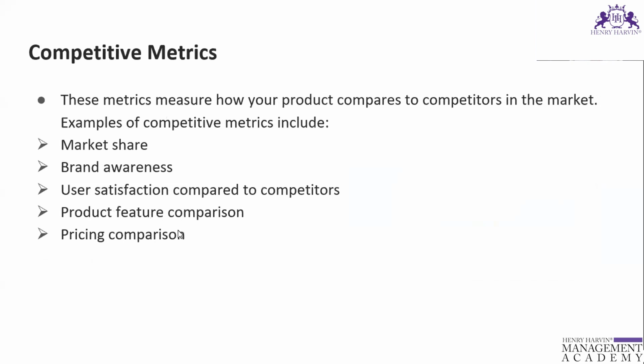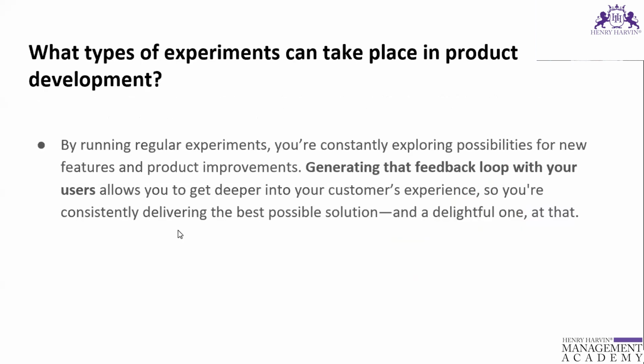Next is competitive metrics. Now I have introduced a new MVP: whether my market share has increased, and the brand awareness. I have included a new kind of advertisement, new kind of website, or new features in the website, and whether it can increase the brand awareness. What is the user satisfaction after introducing a new feature? Product feature comparison: whether my feature has a better rating compared to the competitors. Pricing comparison: whether people are willing to pay a higher price for my new product. So these are called competitive metrics.